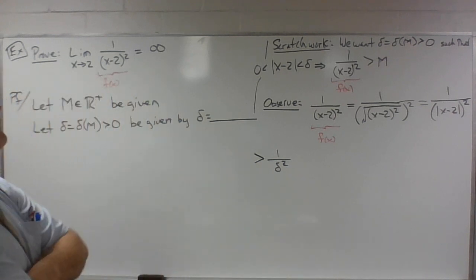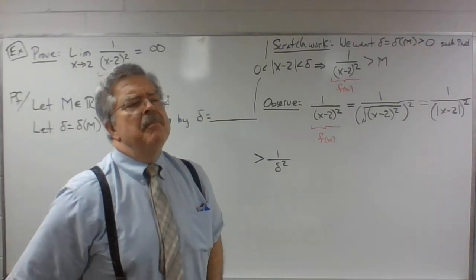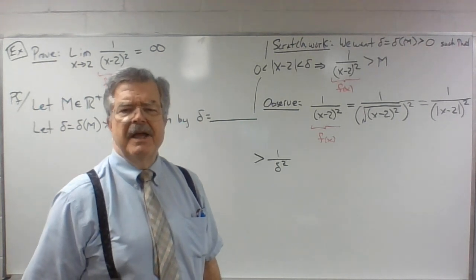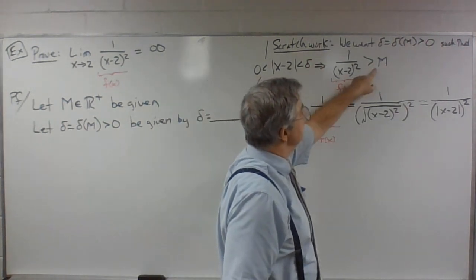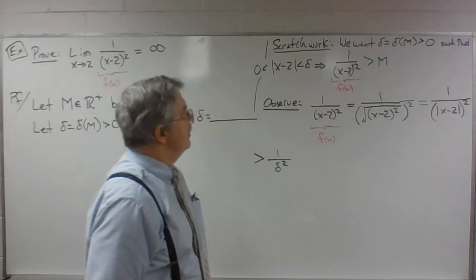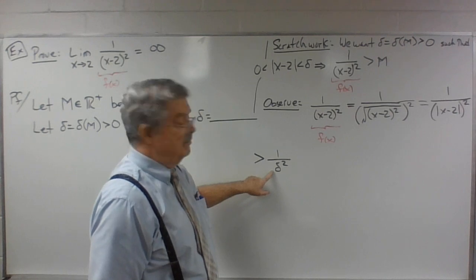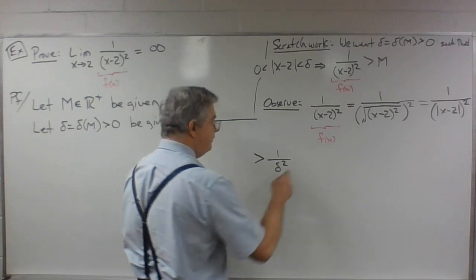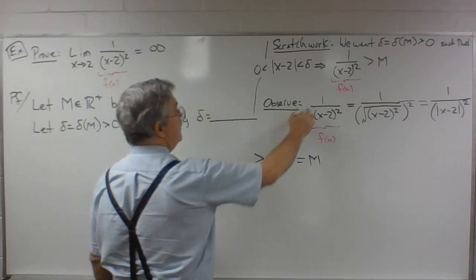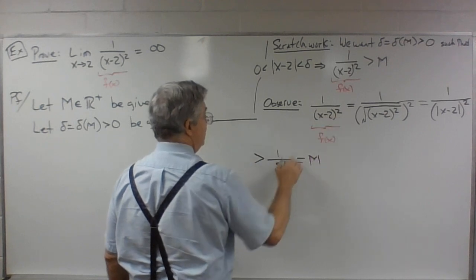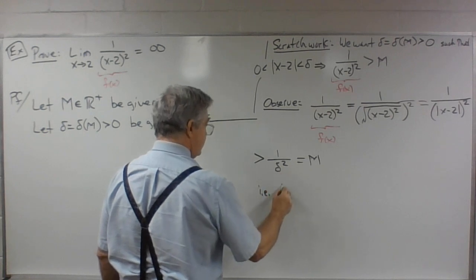And right now, I'm going to pause and think about what it was I was trying to show in the first place. I'm trying to show that I can make this thing bigger than m. Well, I have this thing bigger than something. So why not make this my m? And now I have 1 over x minus 2 squared greater than m. And in order to do that, what did delta have to be?